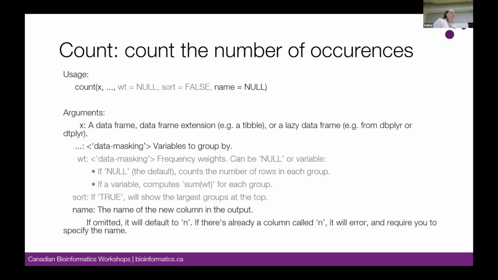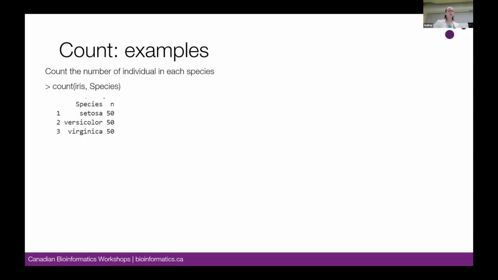Next function is count. It simply counts the number of individuals. There are multiple options that I won't go into because they're complicated. So I'll just show the most simple use case. Say that you want to count the number of individuals of each species. You count within data frame iris, the species, and it will tell you that this data frame iris has 50 flowers of each species.